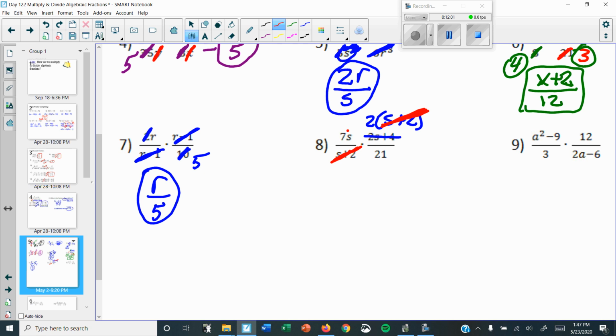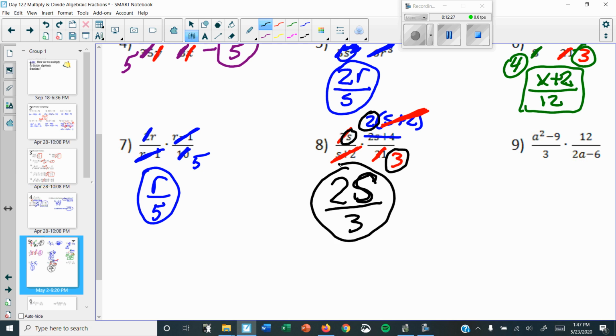7 and 21, you can take a 7 out. And 21 divided by 7 is 3. So what are you left with? Again, make sure you find all of it. I see an S, I see a 2, and I see a 3. So what are we left with? 2S divided by 3. And again, my S's kind of look like 5, so do your best.